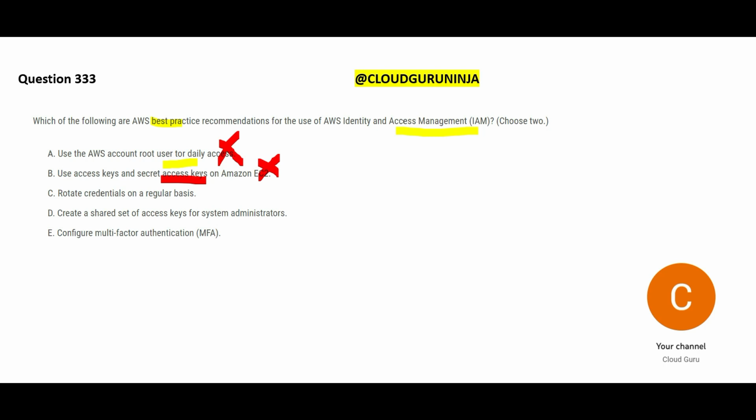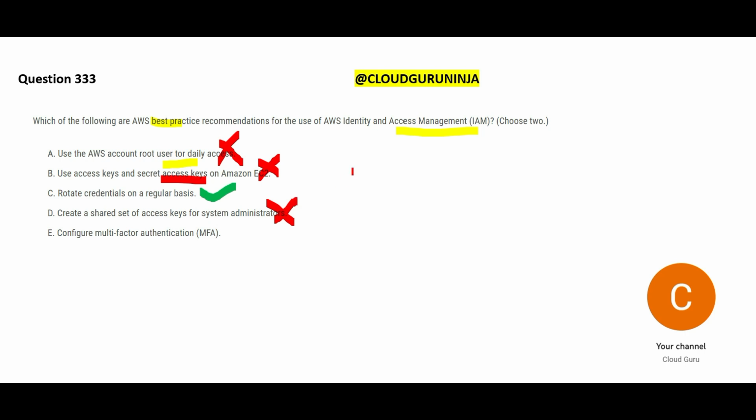C says rotate credentials on regular basis. Yes, this is a best practice. This you should always do. You know that you have keys at your home, so the locker also you should rotate. Rotate means you should change your lock, say every 2 years or so on. Okay, and then D says create a shared set of access keys. You should never share anything. You should not share your partner. You should not share passwords. It is just as bad as that.